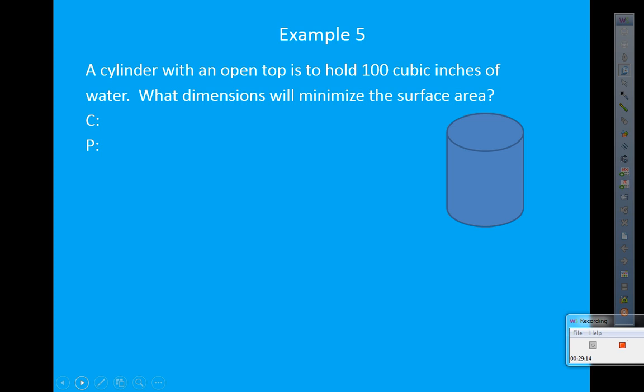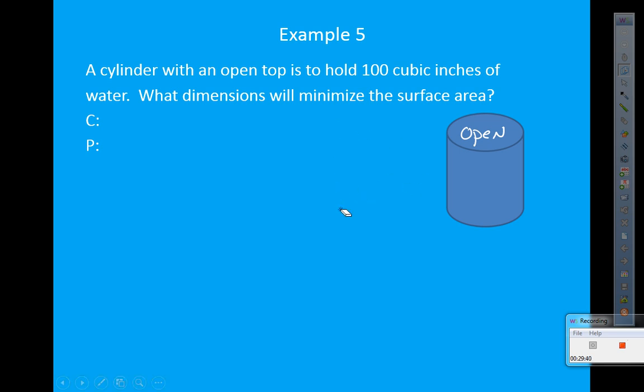Here goes my number 5. You know I had to throw a cylinder at you. It says a cylinder with an open top. And then once again, guys, I put a picture on the notes for you. If not, just draw yourself a rough cylinder. It doesn't have to be pretty. Like that one, that's not pretty. But at least it gives you something to see, something to label.